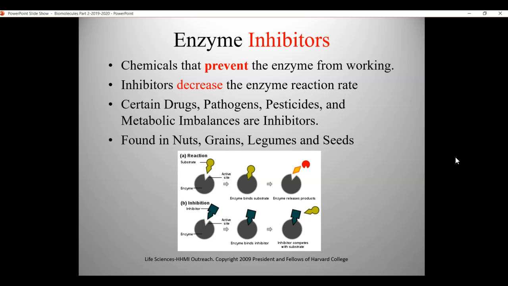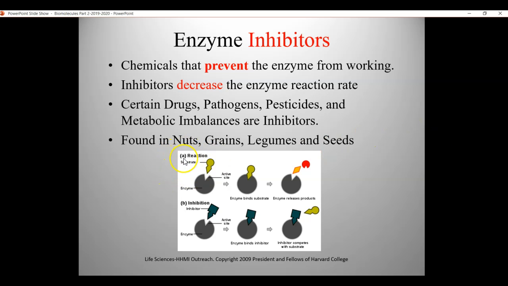Alright, enzyme inhibitors. I mentioned earlier inhibitors are things that prevent or stop something from occurring or decrease the chance of it occurring. Chemicals that prevent the enzyme from working. Inhibitors decrease the enzyme reaction rate. So certain drugs, pathogens, pesticides, and metabolic imbalances are inhibitors. Found in nuts, grains, legumes, and seeds.